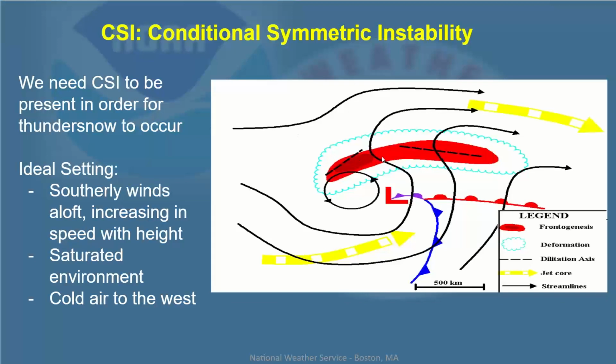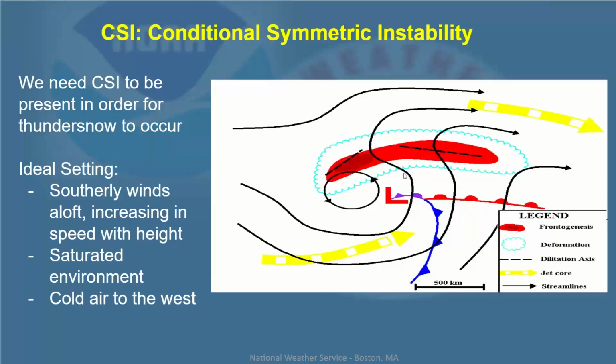So we'll look a little bit more at this. What does this look like? Well, on a diagram of an ideal winter storm, and this can be anywhere, the thundersnow is really prevalent kind of north and west of the center. So think about this area shaded in red to the north of the warm front, and that's the ideal setting. So typically we have southerly winds aloft. Those are the black contours here. A saturated environment, certainly, and cold air to the west of the low, warm air to the east.